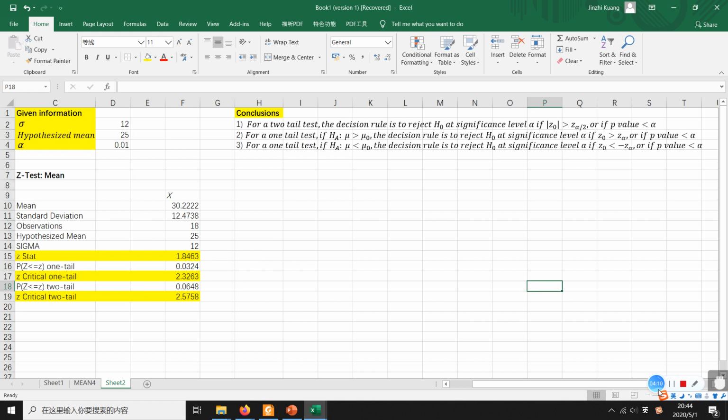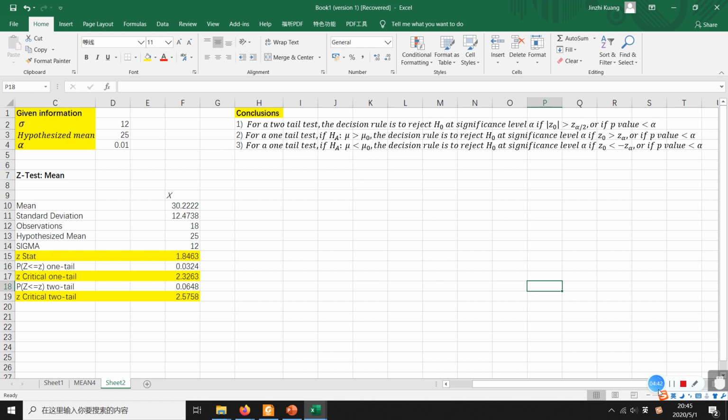Use the p-value method to draw a conclusion, and it will be much easier than the critical value method. If the p-value for the test is smaller than the significance level alpha, then H0, or say the null hypothesis, is rejected at alpha level of significance. If the p-value is higher than or equal to the significance level alpha, then H0 is not rejected at alpha level of significance.